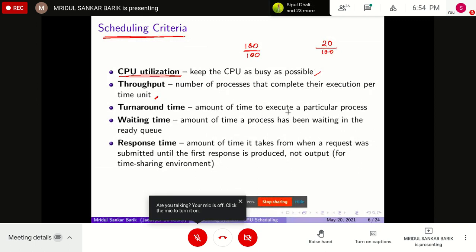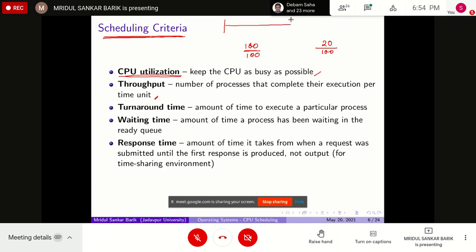Turnaround time is the amount of time to execute a particular process. Okay? So when the process actually entered into the system and when it actually exited from the system, that is called the turnaround time. Waiting time, the amount of time a process has been waiting in the ready queue or other queues. So those are called waiting time.